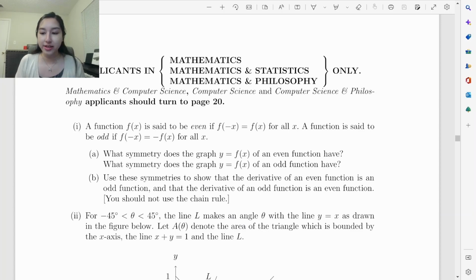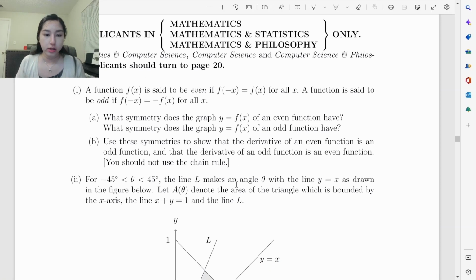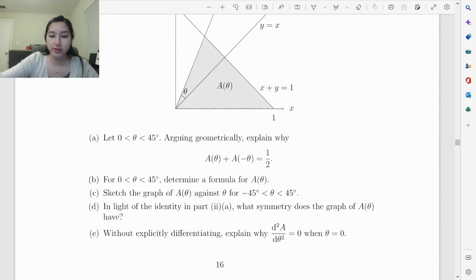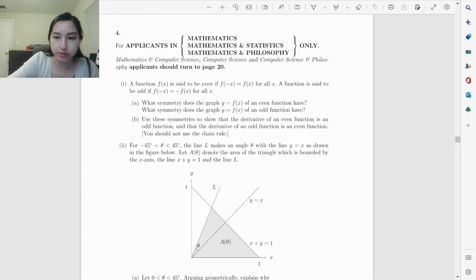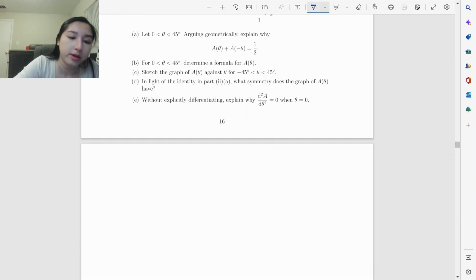Alright, let's look at section 4. So, a function is said to be even if this equals this. Oh, yeah, I forgot, we have to write it in the blank space. So, part i first. An even graph is basically something that has mirror symmetry like this.